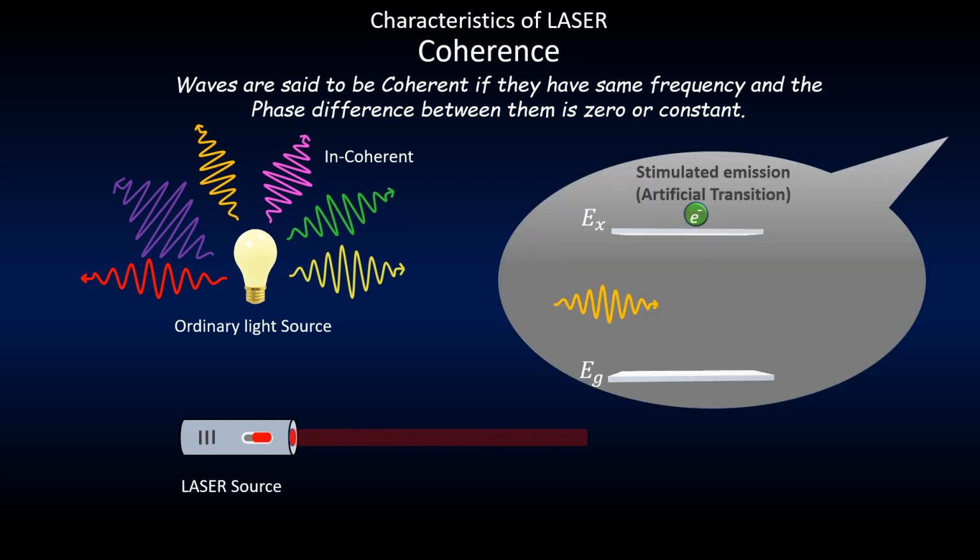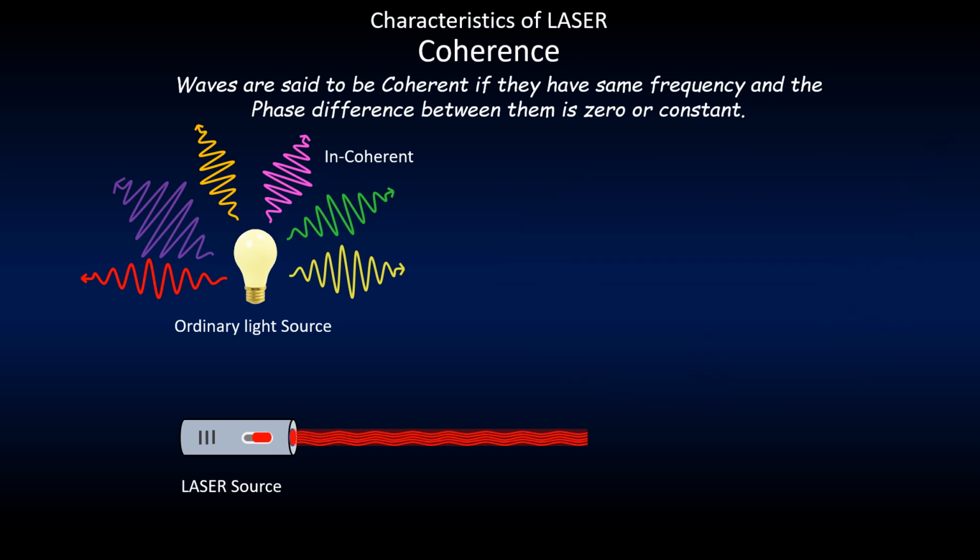But in laser, the electron transition occurs artificially. In other words, electron transition occurs in specific time. All photons emitted in laser have same frequency. Therefore, the photons emitted by laser are in phase. Thus we say light generated by laser is highly coherent.